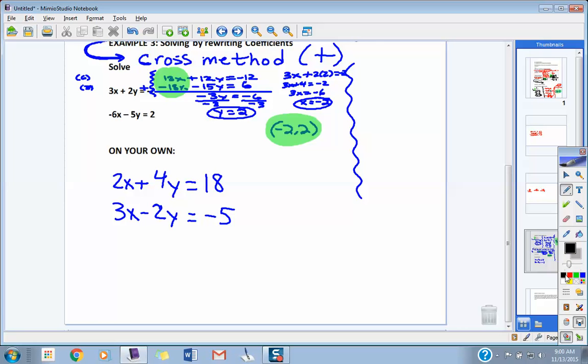What am I multiplying the top by? 3. Everybody multiply that by 3. How about the bottom? 2. Now, guys, I'm going to tell you this right here. I could have multiplied everything up here by 2 and everything down here by 4 if I wanted to. If I wasn't wanting to work with the x's, I could work with y's that way too. Makes sense?